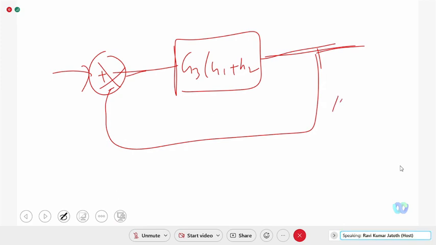Varun, what is the time now? 10:59. Yeah, so we'll stop here, and the rest of the rules we'll discuss and solve the problems in the next class. If you have any questions, I'll take them now.